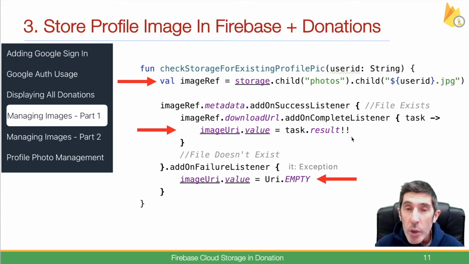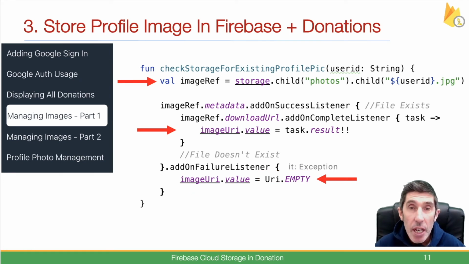So every time we load up our application, we can access that image and pull it down. Rather than having to download it every time we refresh the page, I will update that image URI, and because that's observable, if it changes, the changes are reflected across the overall application. And even though it's an on-failure listener, all it means is that the file doesn't exist. So I set the image URI to an empty property. Okay, that's just one little point to note there.